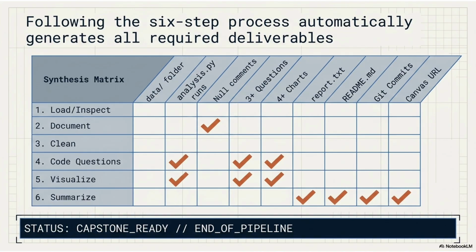Row 5, visualize, generates the chart files. Row 6, summarize, generates report.txt, a readme.md and the GitHub history. The status: capstone ready, end of the pipeline. When all 6 rows have check marks, every deliverable exists. The process is the checklist. Execute the 6 steps in order and completeness is guaranteed. Skip a step and the corresponding deliverable is missing.